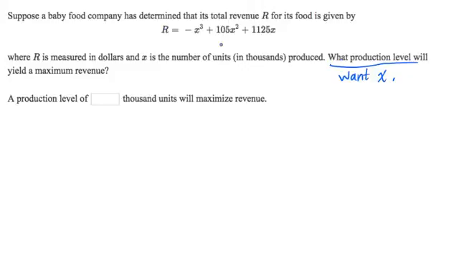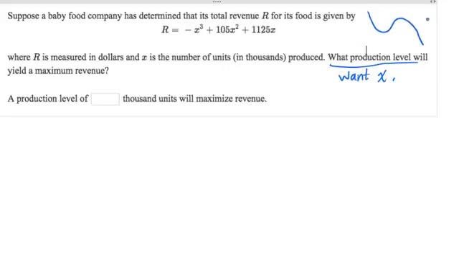Now this is a cubic function. It's got a negative leading coefficient, so it's probably going to do something along those lines. I'm not entirely sure without looking at the graph. But what we're going to do is find its derivative, because at the max, which would be right there, the derivative is equal to 0.